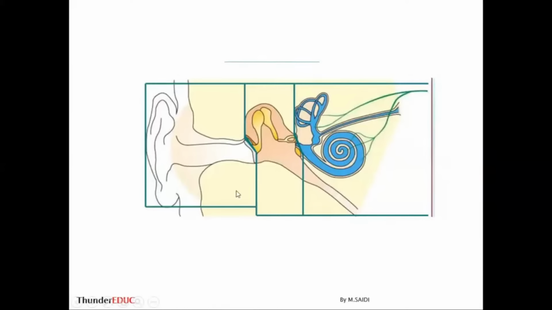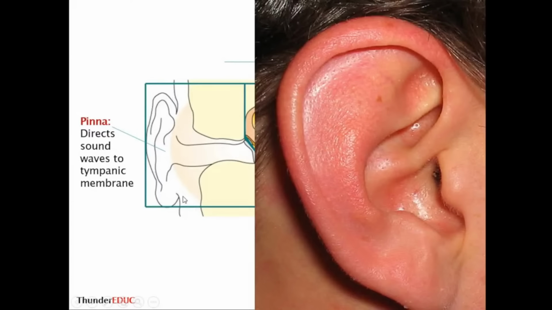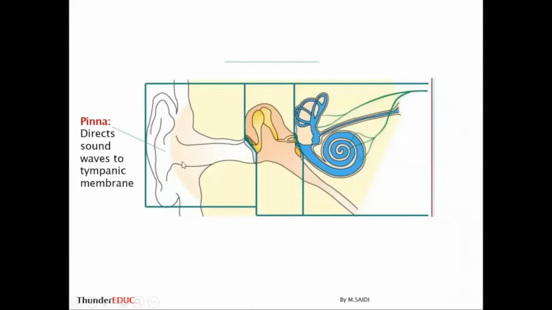So we need to look at the functions of each part so that we can bring about the normal functioning of the ear. The first part is the pinna, which is the outside part of the ear. It collects and directs sound waves to the tympanic membrane. It has these curves so that it can collect sound waves from any direction and then sends them to the tympanic membrane via the auditory canal.